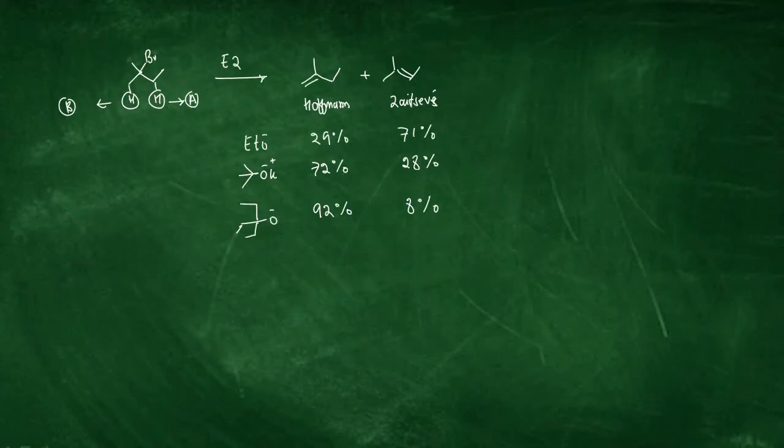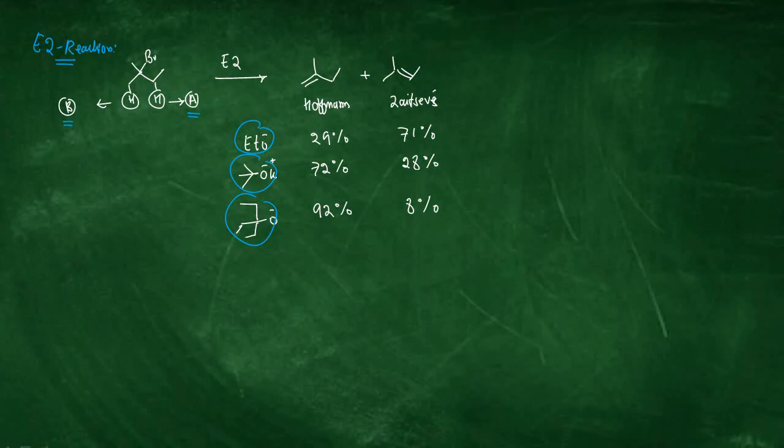Here we have shown another typical E2 mechanism, E2 reaction, in which the starting substrate once again has two different types of beta protons. One is labeled as A and another is labeled as B. So we have used three different bases: ethoxide, tertiary butoxide, and another bulkier base.